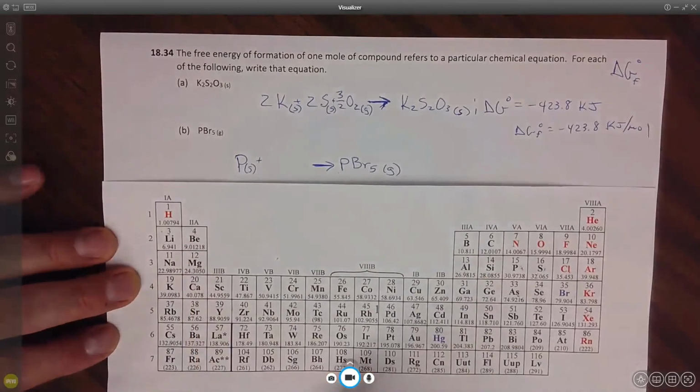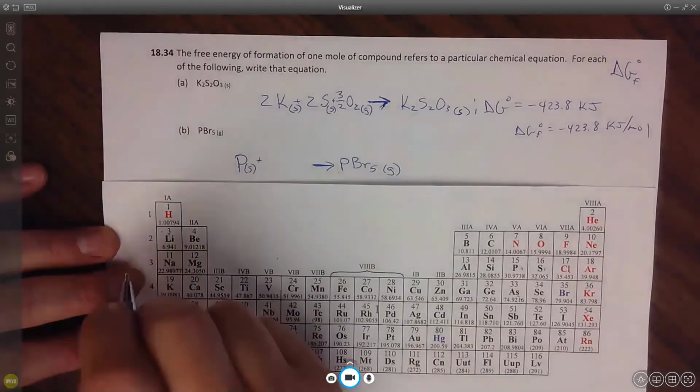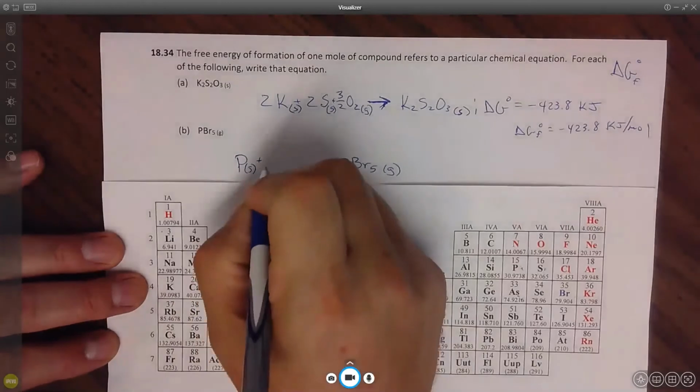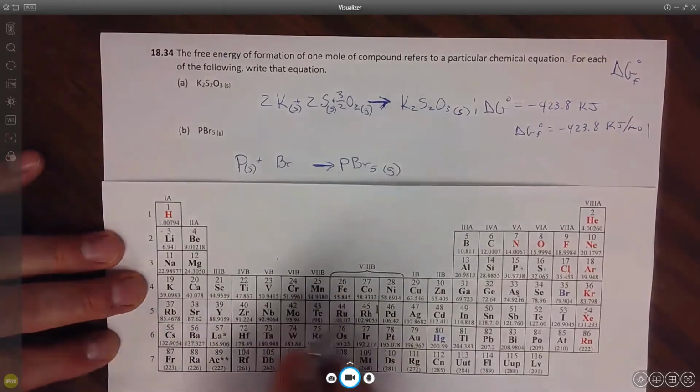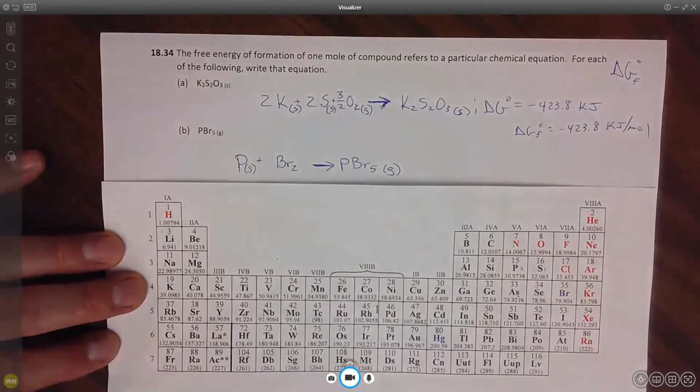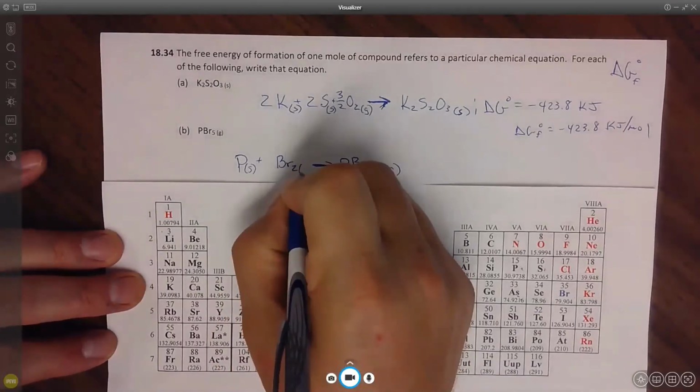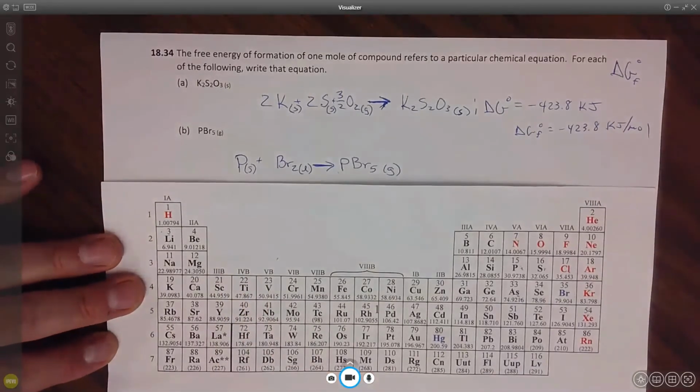What about Br? Br is diatomic. That's right. It's one of our diatomics. What phase label does it get? Liquid. It's blue. And I know it's kind of hard to see, but it's blue. And it's a liquid. What coefficient do I put in front of bromine?